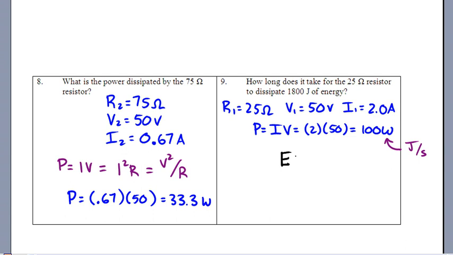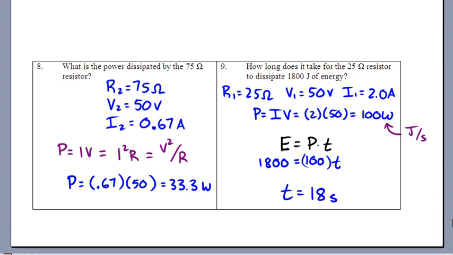So energy would be power multiplied by time. We're waiting until we get to 1,800. The power is 100, and we're looking for the time. Yep, it's looking like 18 seconds. So that one's all wrapped up. A couple things there when you're calculating power. Make sure you're grabbing numbers specific to that particular resistor. Might not be the total current or might not be the total voltage. You have to kind of look and identify what the individual numbers are.